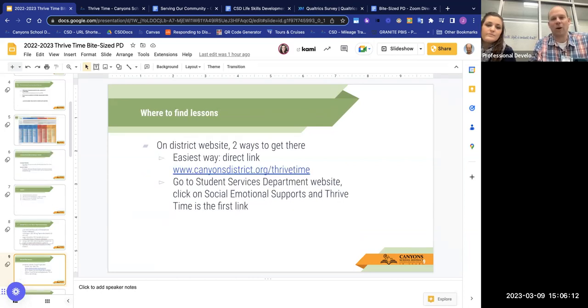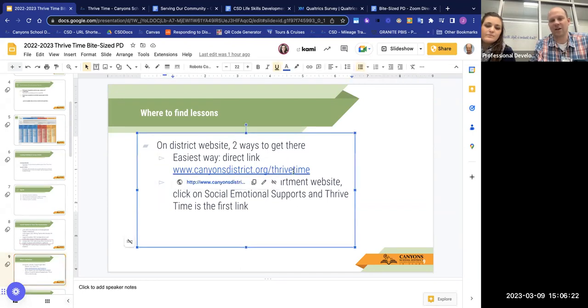So where do I go to find the lessons? There are two easy ways. You can find it on the district website. The easiest way is canyonsdistrict.org/thrivetime. And I'll show you what that looks like in a minute. Or if you go to the Student Services Department and click on the Social Emotional Supports menu, it is the first link there, Thrive Time.